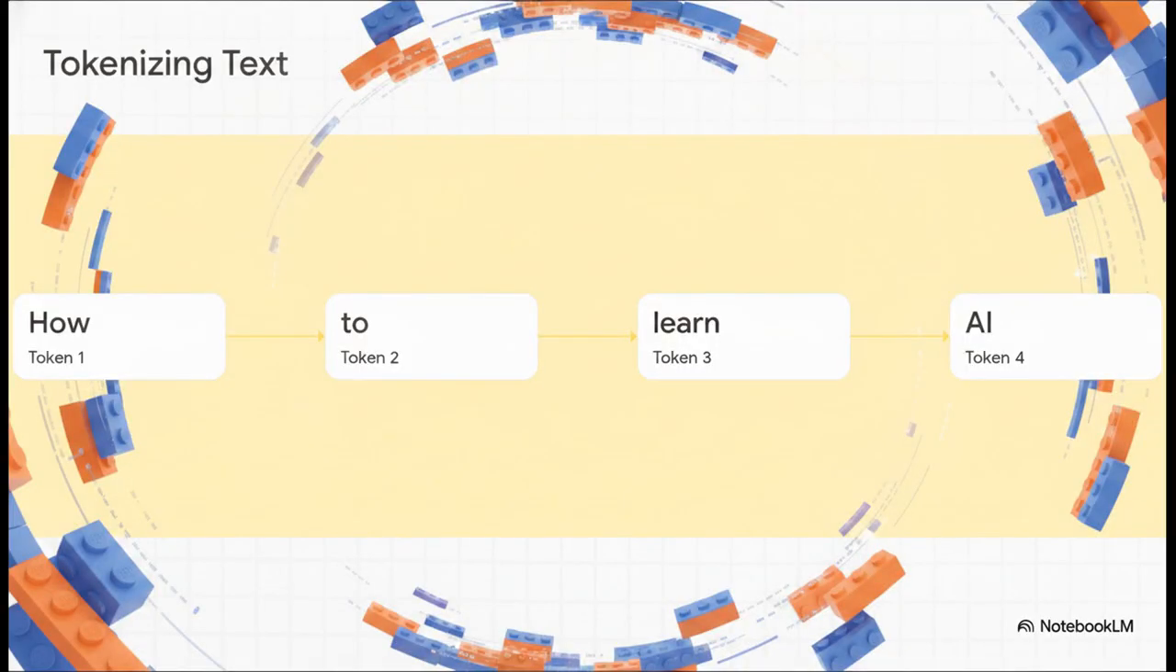But how does this digital brain actually read? Well, AI doesn't read entire words seamlessly like we do. Instead, it chops sentences down into smaller, bite-sized chunks called tokens. Picture tokens as the Lego bricks of language. So, if you feed the AI this sentence, "how to learn AI," it digests it piece by piece. Step 1, how. Step 2, to. Step 3, learn. Step 4, AI. It literally builds its understanding and its replies one single Lego brick at a time.